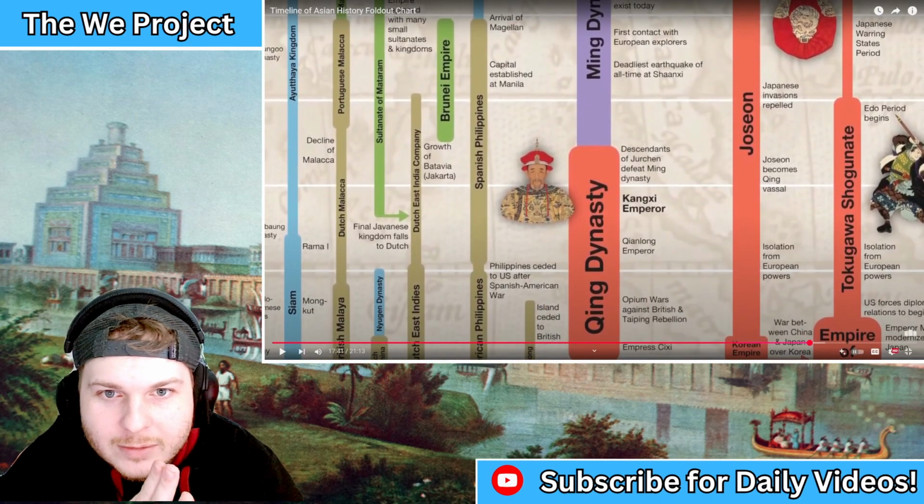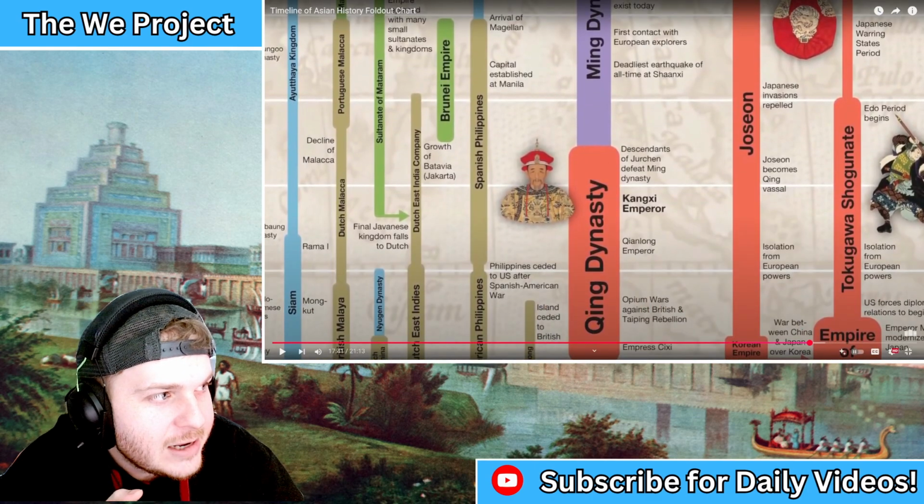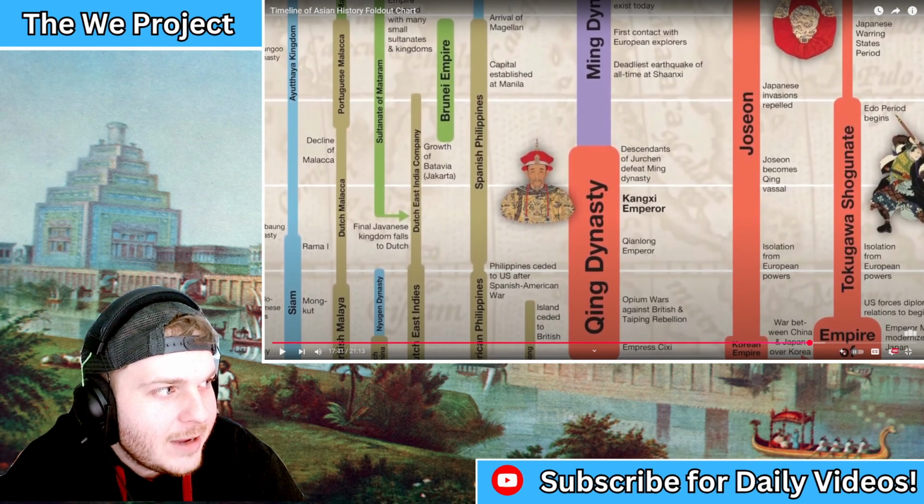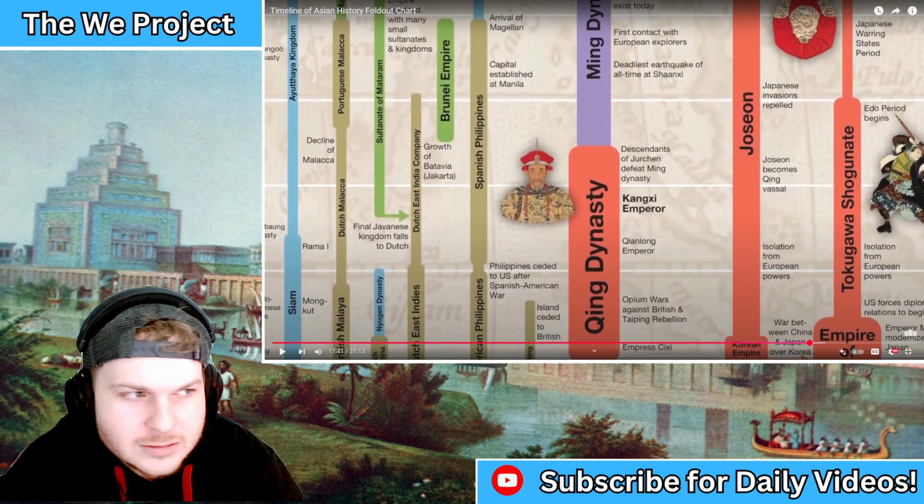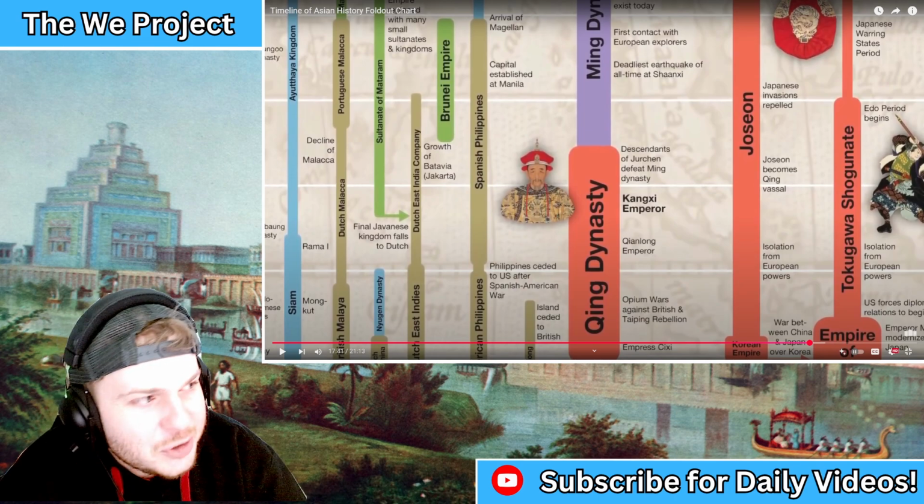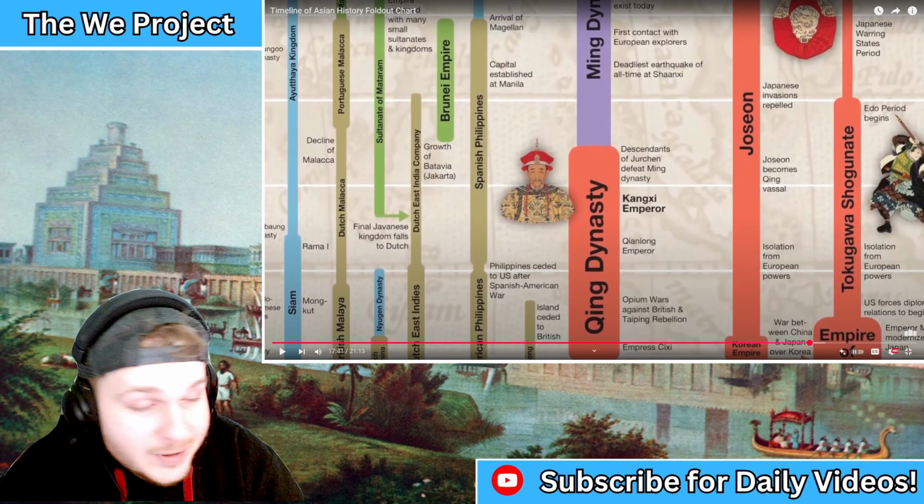By the way, I just want to point out, it says deadliest earthquake of all time at Shanxi. And Shanxi. In what degree? I gotta look that up after this.